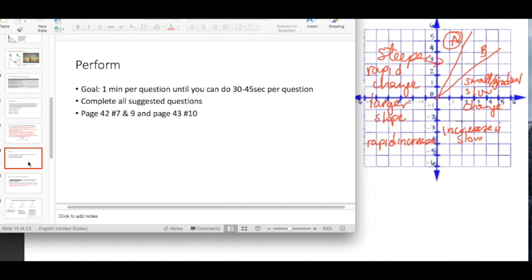Great. At this point, I would like to let you know that your goal for now is 1 minute per question until you can do 30 to 45 seconds per question. Please complete all the suggested questions. I have listed questions here on page 42. Can you do number 7, number 9, and on page 42, number 10? If the questions change, there will be a note right after this video listing all the questions that you should engage in.